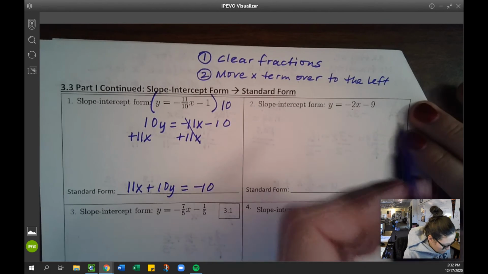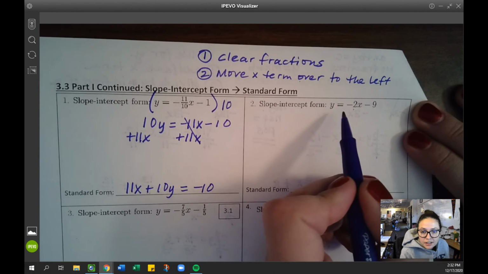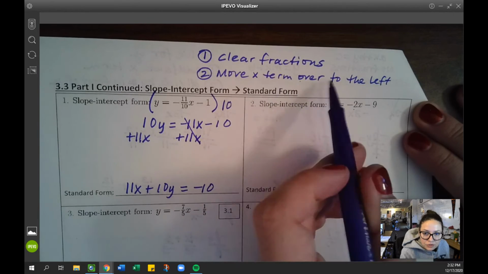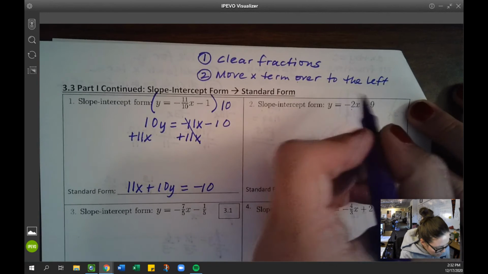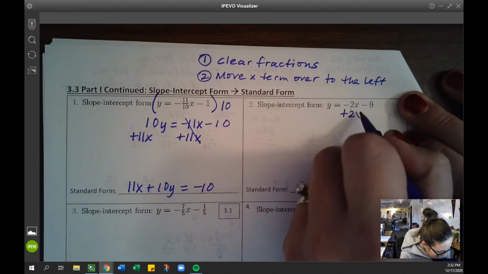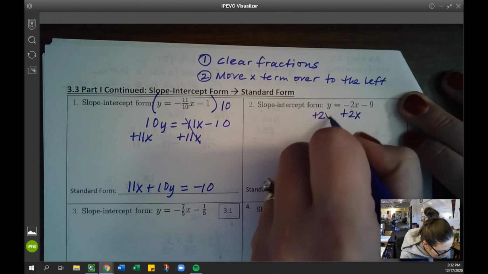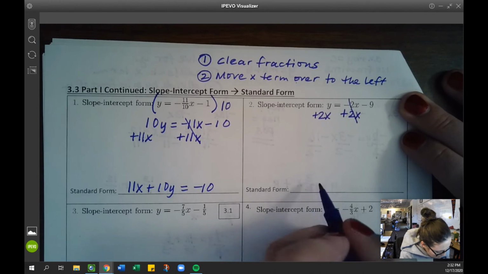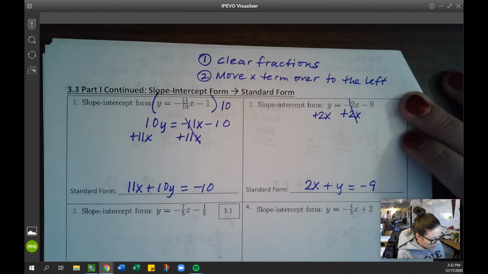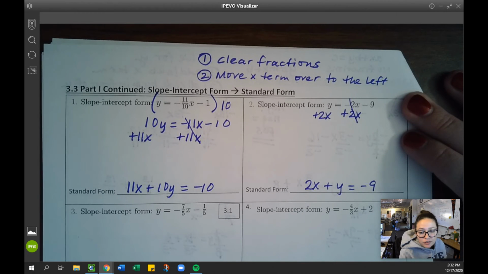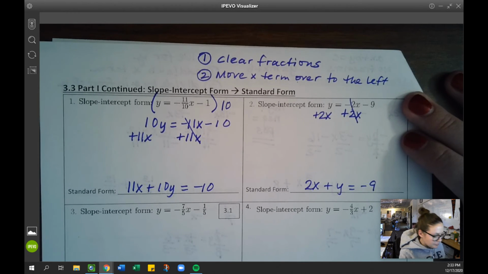All right, number 2. Hey, no fractions here. We like that. All I have to do now is move the x term over. So I want to get rid of this minus 2x over here, so I'm going to add 2x. And that gives me 2x plus y equals negative 9. And we always put the x first. It's just kind of the way we write it.